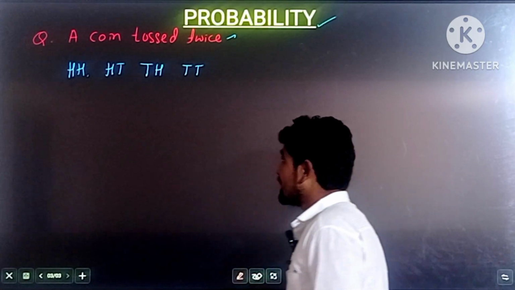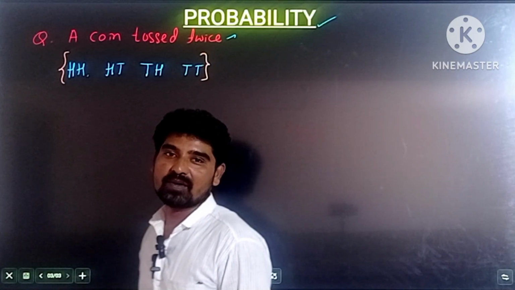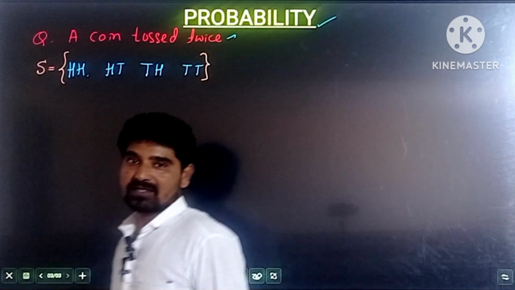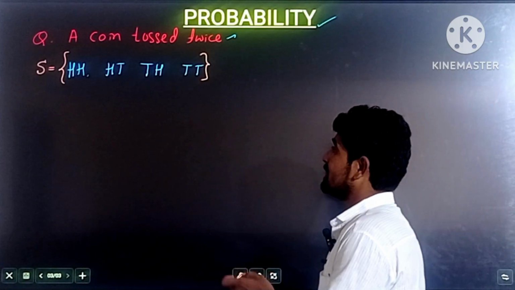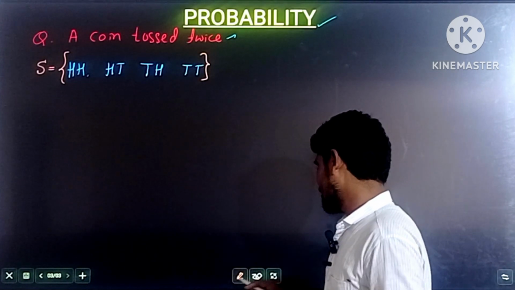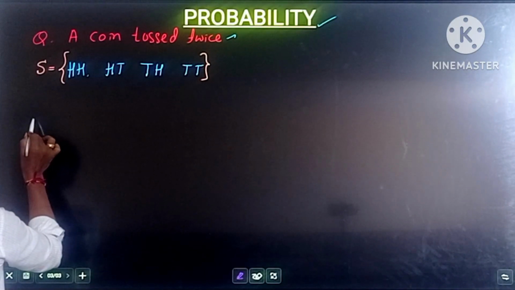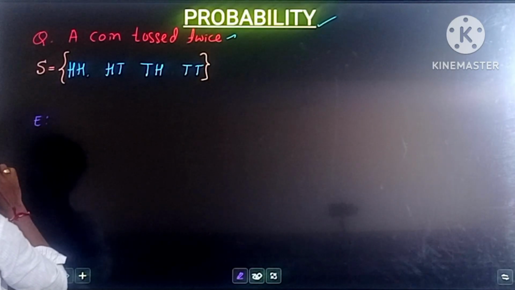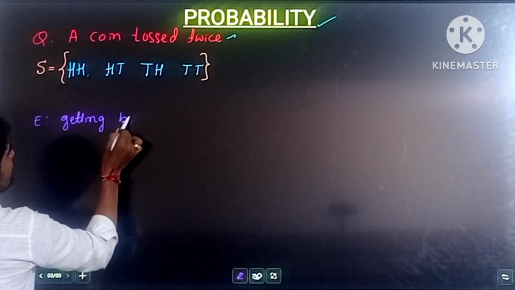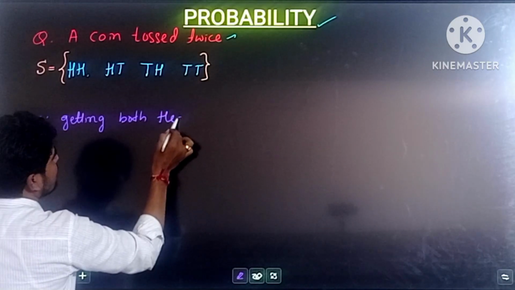And if we write a set of all the outcomes of the random experiment, that set is called the sample space. And sample space is always denoted by the capital letter S. So here the sample space is {HH, HT, TH, TT}, the set of all possible outcomes of the random experiment. And then let us consider an event. Let's suppose E is one of the events, getting both heads. When a coin is tossed twice, considering one event, that event is getting both heads.